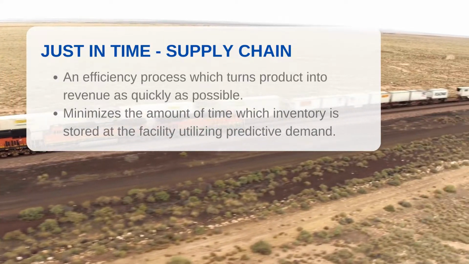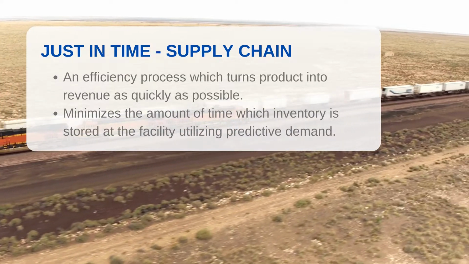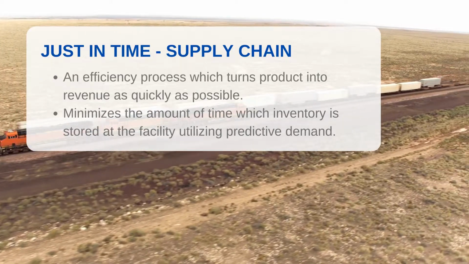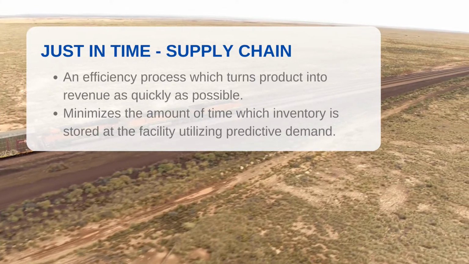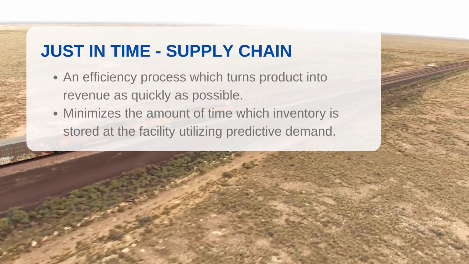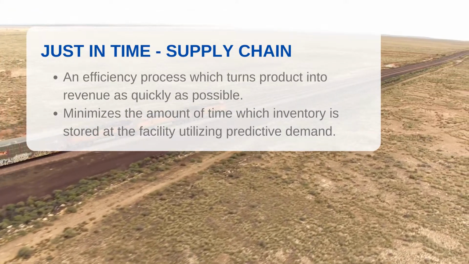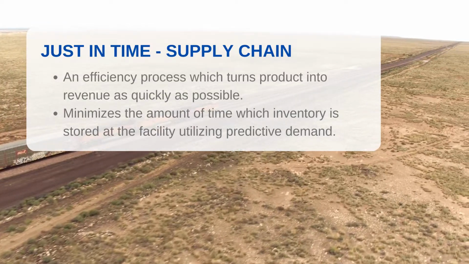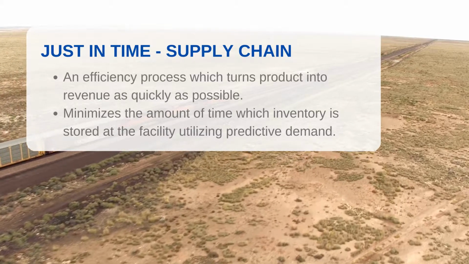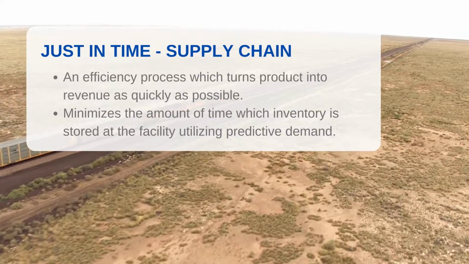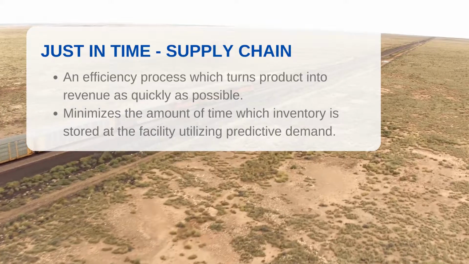Just-in-time supply chain is a strategy which minimizes the amount of time which inventory is stored at your facility. It's an efficiency process which turns product into revenue as quickly as possible. Again, once you experience multiple business cycles and predictive demand can be more easily tracked, you can begin to procure, produce, and supply your product in a timely fashion to reduce costs and inventory.